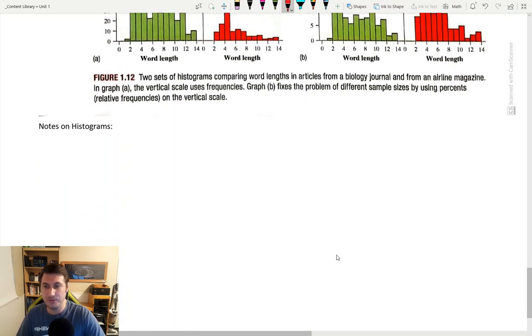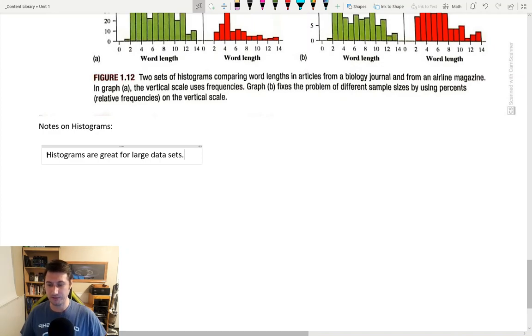All right, some other things about histograms. What are they good for? Well, histograms are great for large data sets, all right, because you don't have to put a whole bunch of dots. You can just make a bar that represents 20, 30, 40 pieces of data, etc. Okay. Next, I want to say this again. Histograms are not bar charts. Okay. I know they both have bars. I know they're both graphs. But they are not both bar graphs.